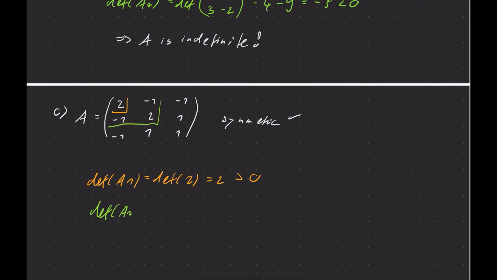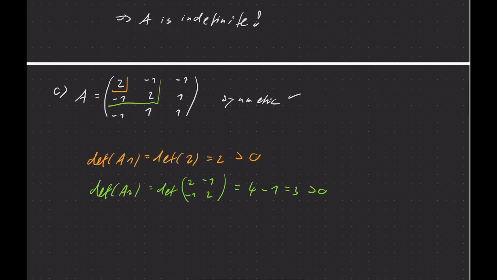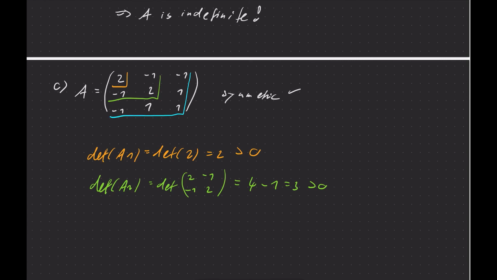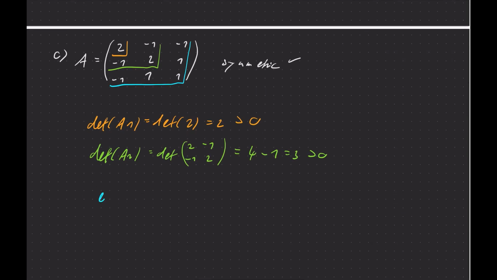Then we have A2. A2 is 2, -1, -1, 2. So we have 4 minus 1, that's 3. So again, positive. It's good. And one last determinant to check. So the determinant of A3, we still need to check that one. That is the determinant of 2, -1, -1, -1, 2, 1, -1, 1, 1.